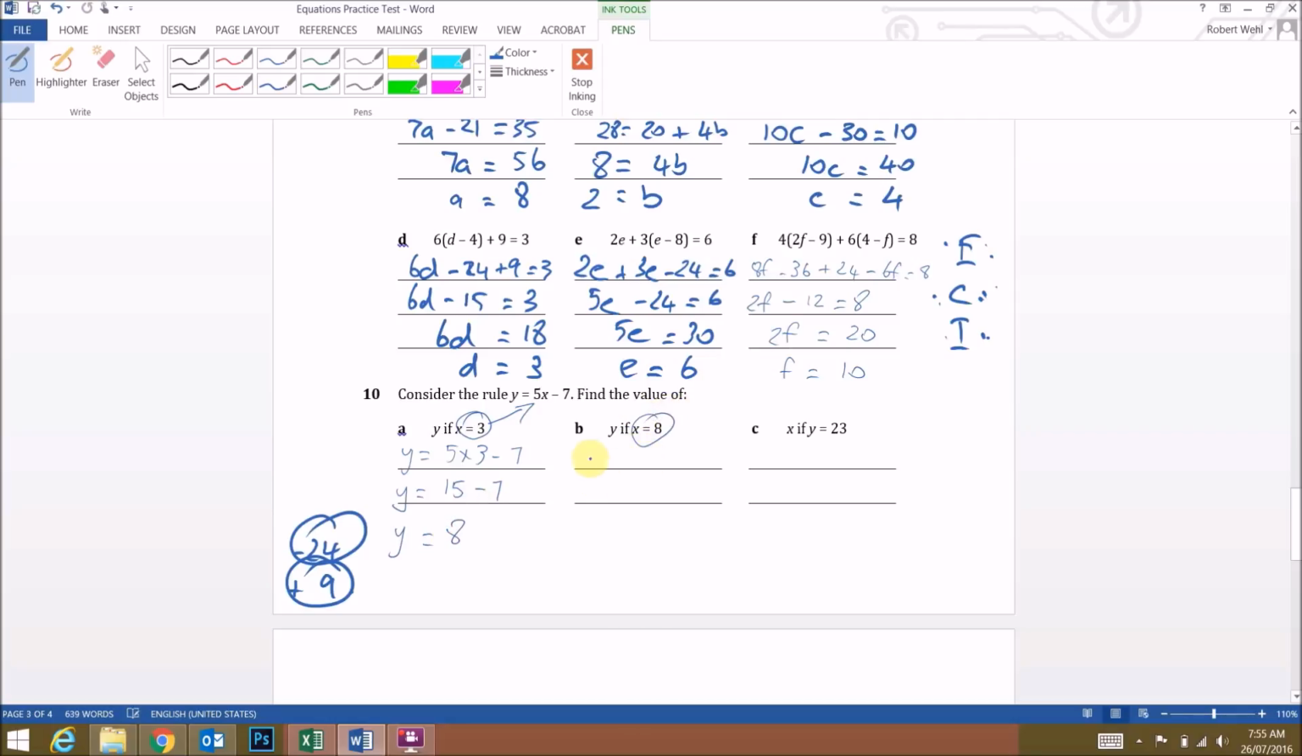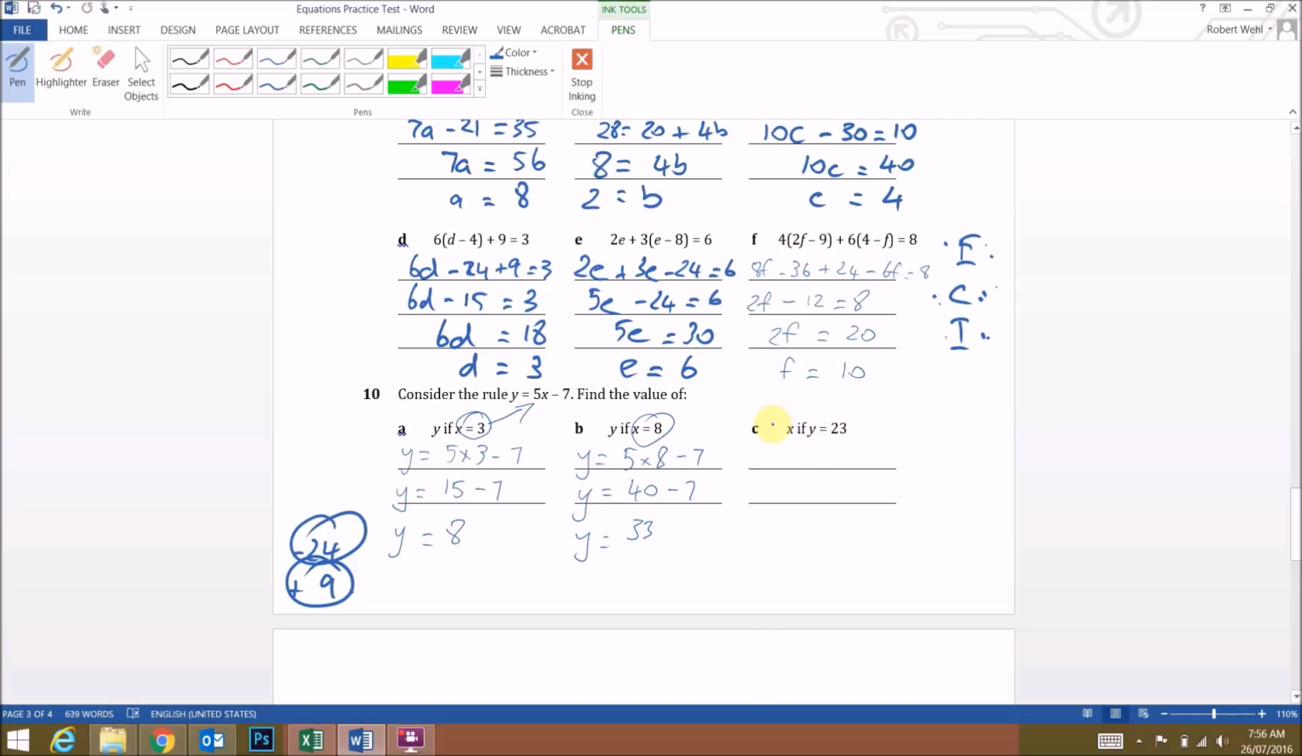Once again, here we rewrite it, y equals 5 times, x equals 8 this time, minus 7. So 5 times 8 is 40, take away 7 equals 33.